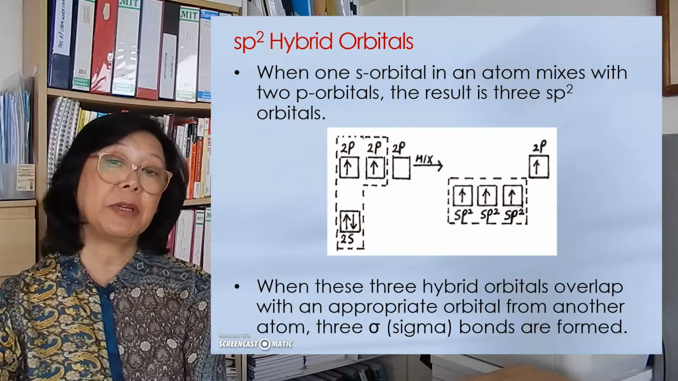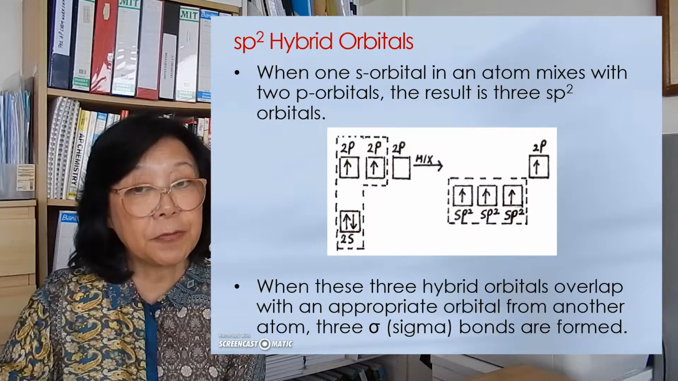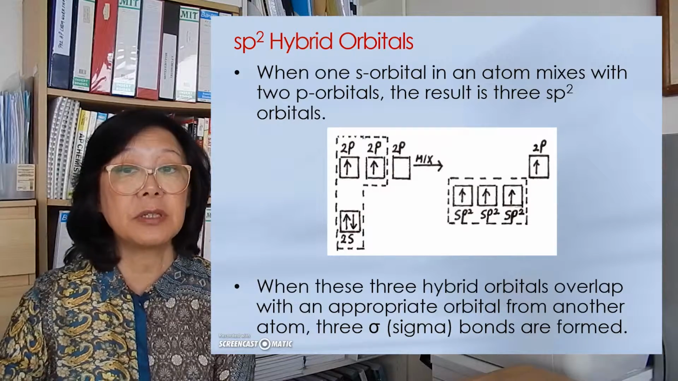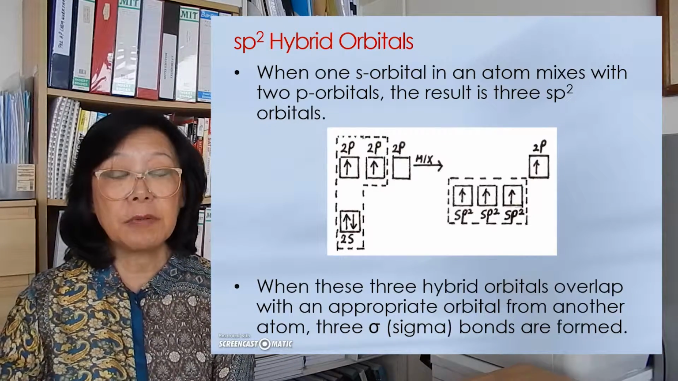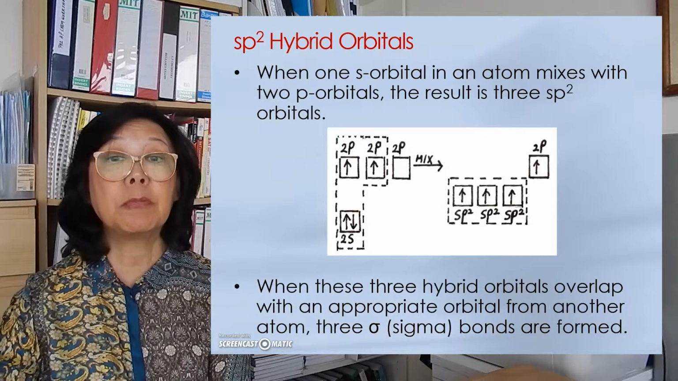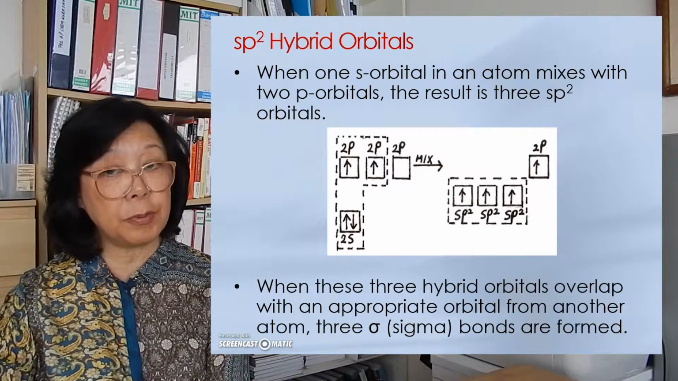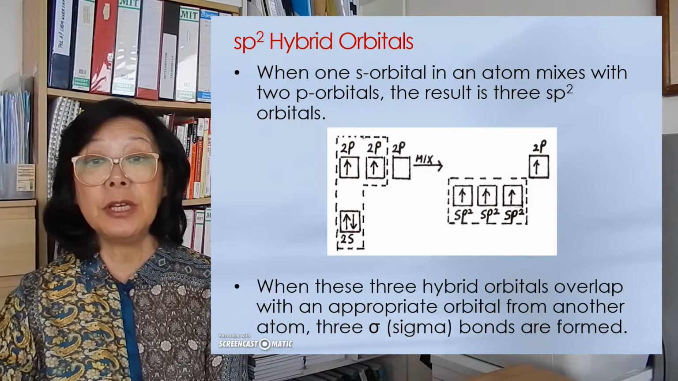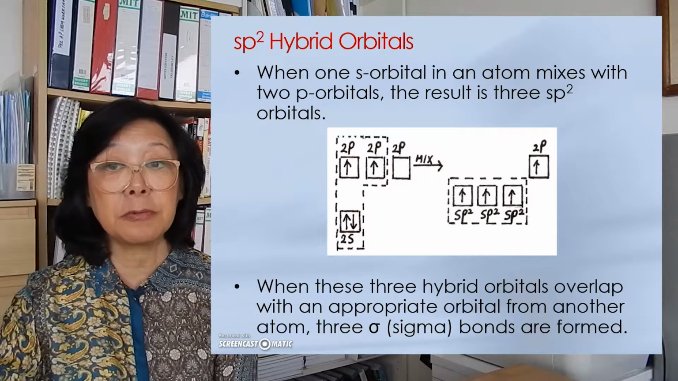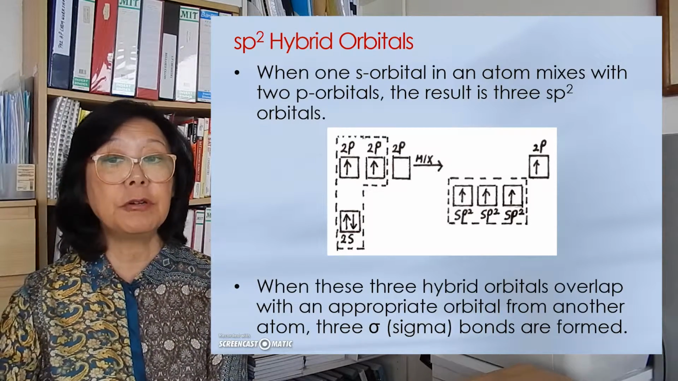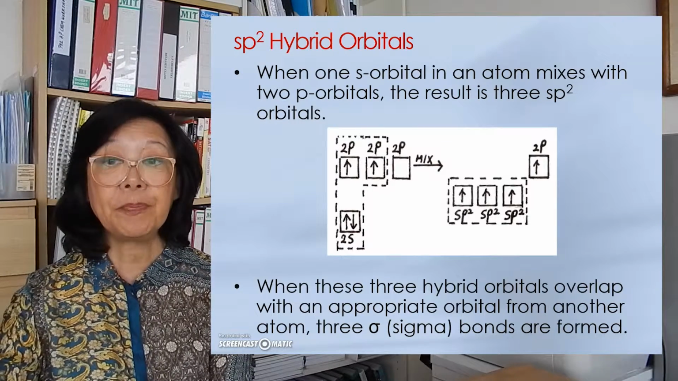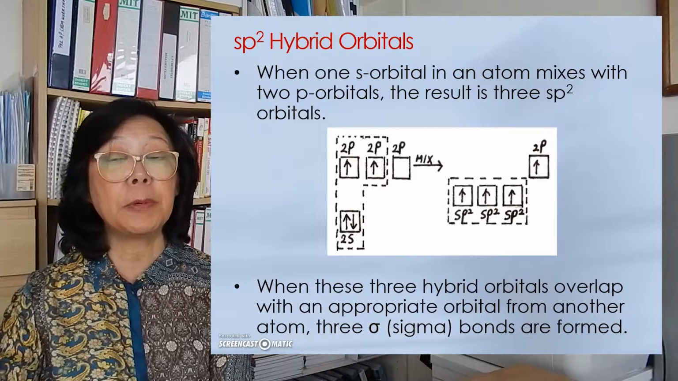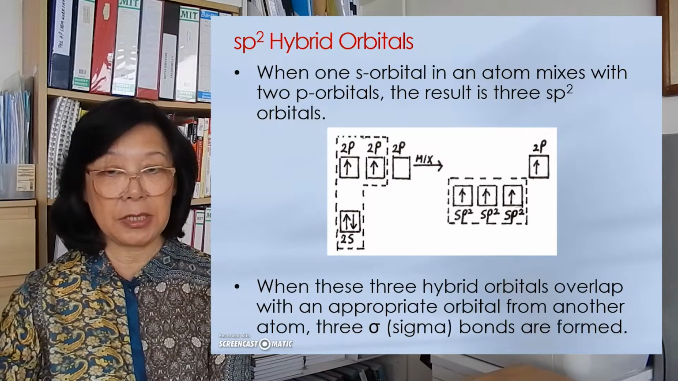Okay, look at this diagram here. The 2s orbital is fully filled, but there are two electrons, each one in a 2p orbital. If one of the 2s orbital electrons is promoted to the empty 2p orbital, and then three out of these four orbitals mix to produce new sp2 orbitals, three of them equal in energy, with one in the 2p orbital remaining unhybridized.